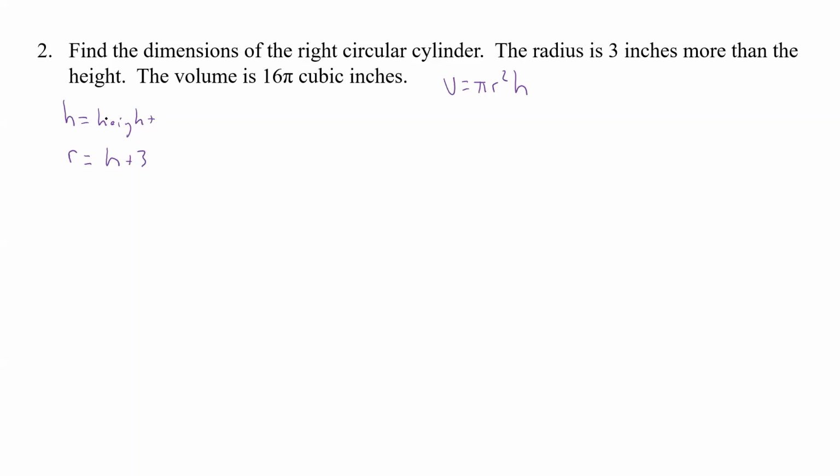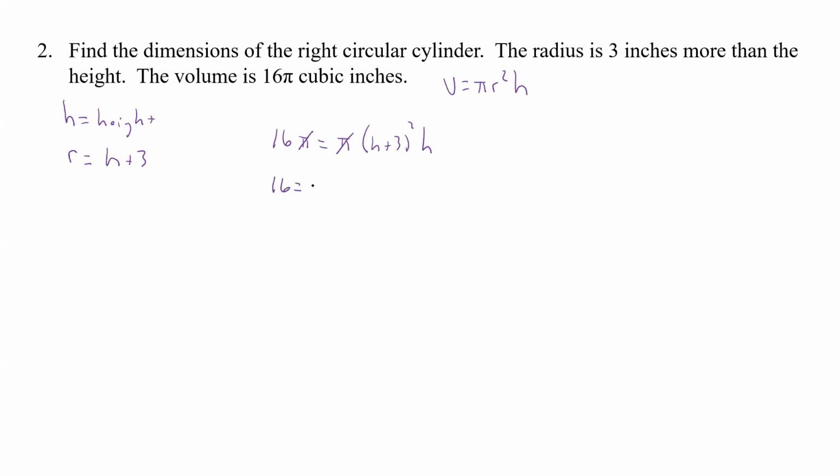And so now we know everything. We know h and we know the radius. So if we go ahead and plug in our 16 pi on the left side: 16 pi equals pi times r, which is h plus 3 squared, times h. Okay. Now we simplify. First thing I notice, I can cancel pi on both sides, because if I divide by pi, that gets rid of it. And so that simplifies things quite a bit.